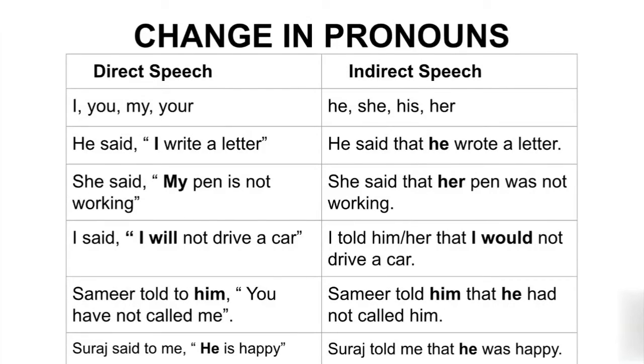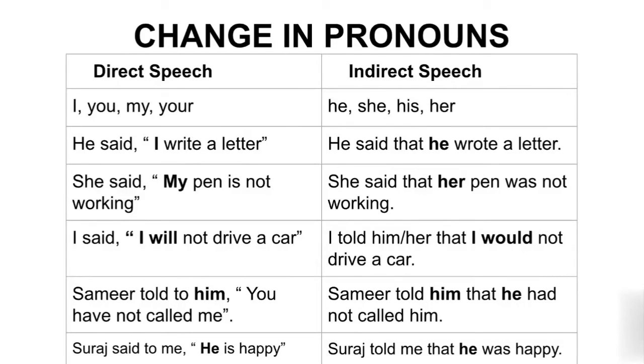Now let's see what changes occur in pronouns when we are converting direct to indirect speech. I, you, my, your will change to he, she, his, her respectively. Let's see some examples. First one, he said, "I write a letter." When we are converting to indirect speech, it is: he said that he wrote a letter. So I becomes he. See the next example. She said, "My pen is not working." Converting to indirect speech, it is: she said that her pen was not working. My becomes her.